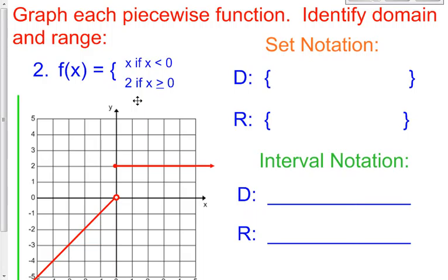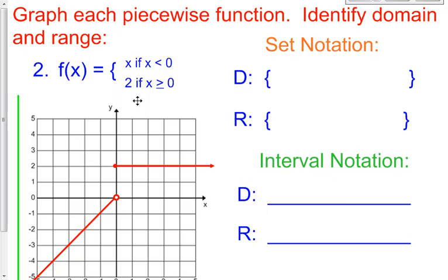What I want you to do right now is take out your notes from yesterday. That is the Advanced Algebra A 2.6 notes. It has the greatest integer or step function at the very top. We graphed these piecewise functions yesterday, 2, 3, 4, 5. We graphed those. Now we haven't finished them because we haven't done the set and interval notation yet, and that's what we're going to do right now.